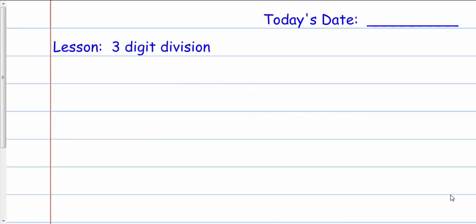In your math journal, go ahead and write today's date. Then I want you to write "3-digit division." Today in your math journals, we are going to draw one place value chart, and we are going to solve one problem using the standard algorithm. So make sure that we have enough room to be able to do that.